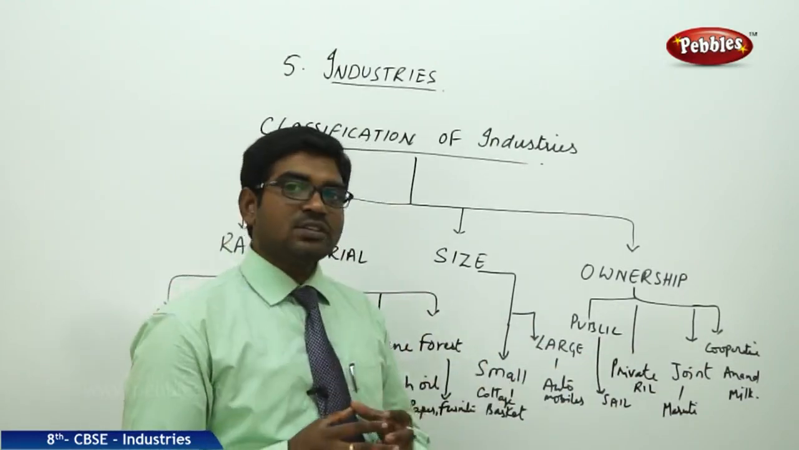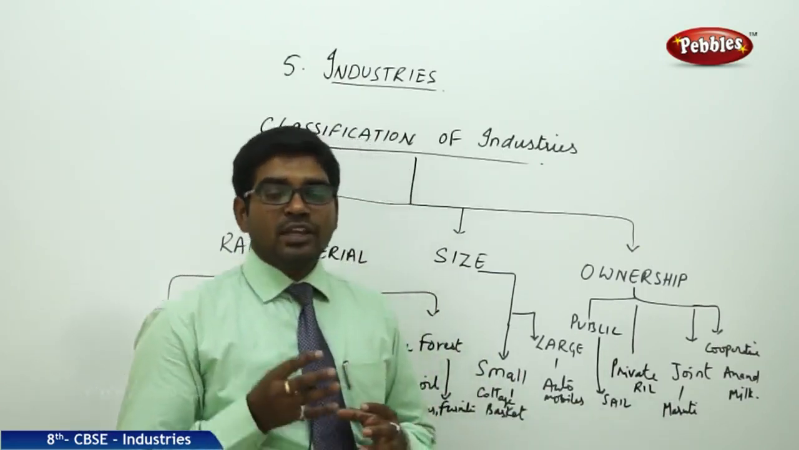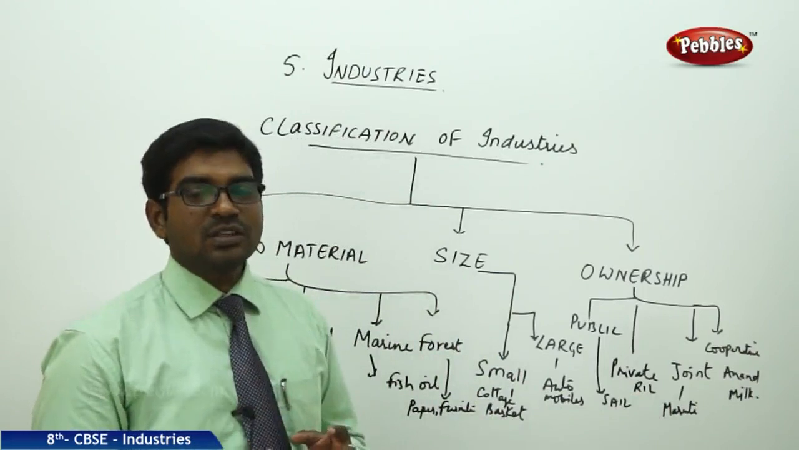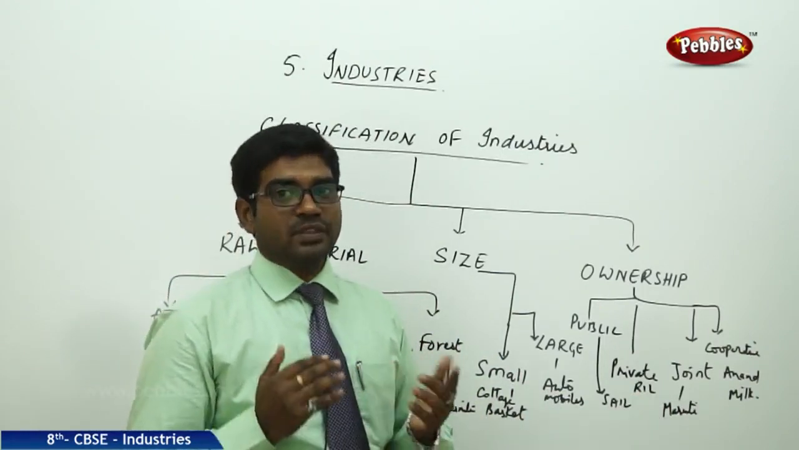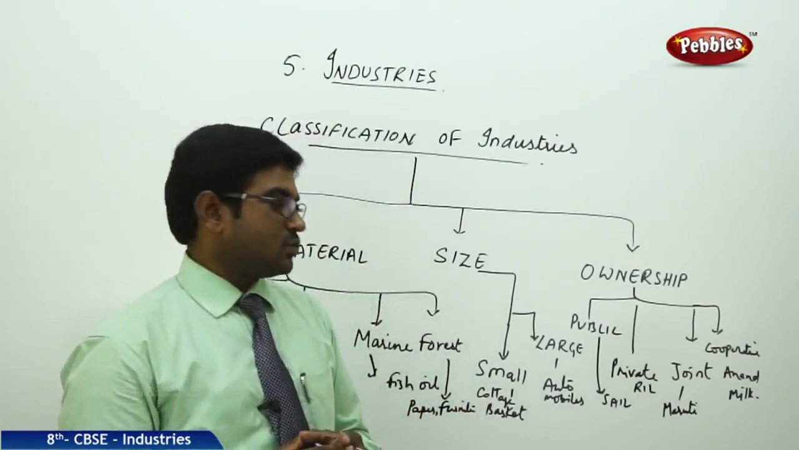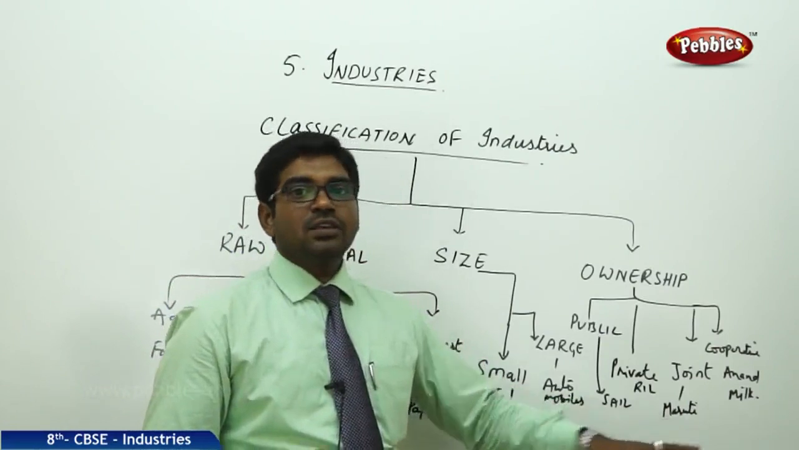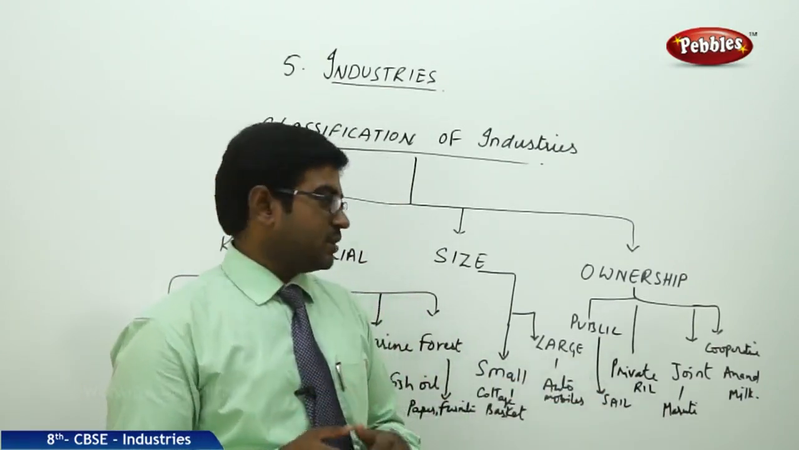What are joint stock industries or companies? Here we will have an individual or a group of individuals running that industry together. So no single owner will be there. A family or a group of families together can run the industry. That is, Maruti Udyog is an example of joint stock industries.